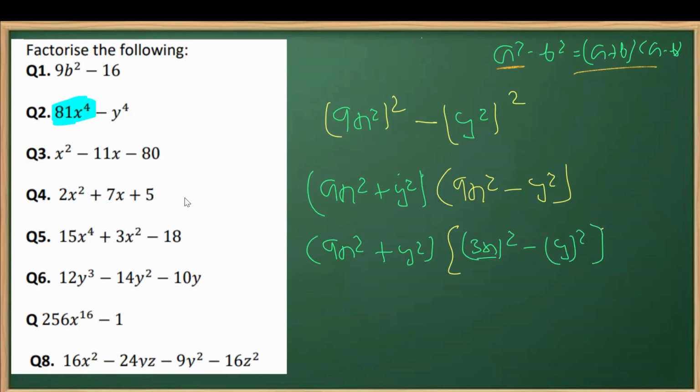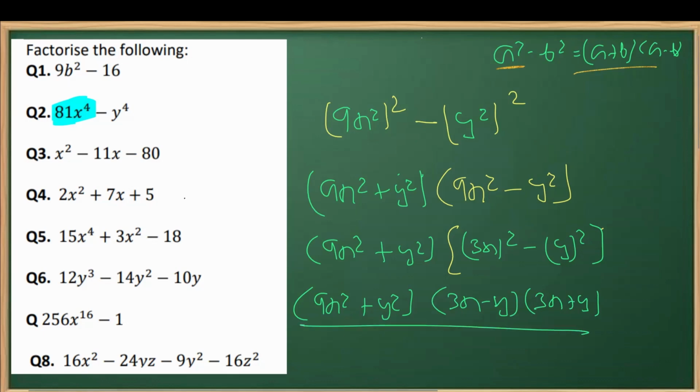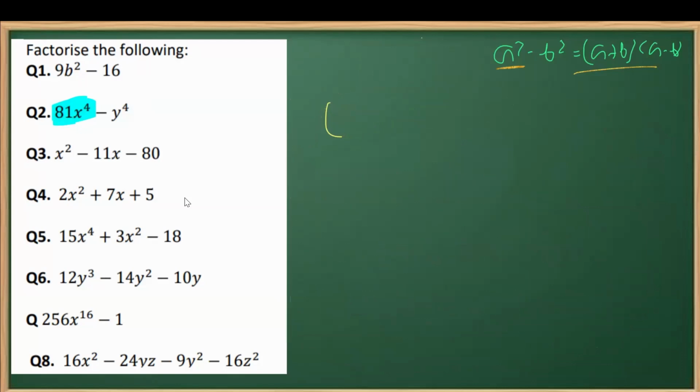Now this time we have this as a and this as b. Applying the identity, we know that the first part cannot be factorized. Here we can factorize this using the identity, that is 3x minus y multiplied by 3x plus y. So this would be the answer after factorizing the expression. Now moving to the next question.